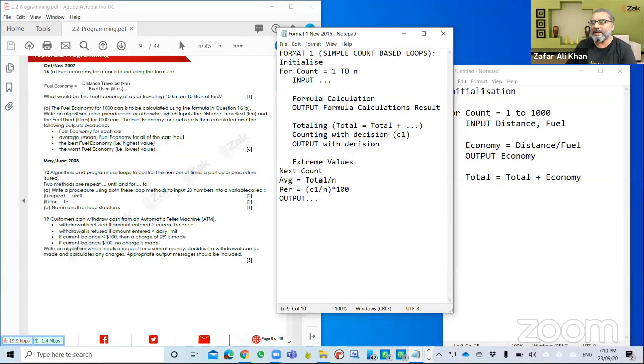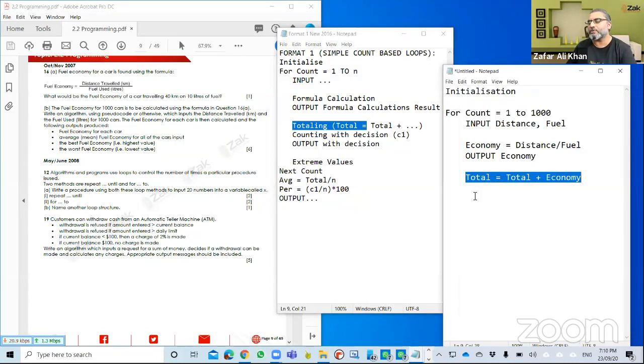Since they have asked for average over here, average fuel economy of all of the cars, average means we need total, and we have done totaling. Over here, total is equal to total plus economy. So whatever the economy of this car is calculated is added to a total. And this would go on for how many times? 1000 times. When it is done 1000 times, the total would have the fuel economy added up of all 1000 cars.